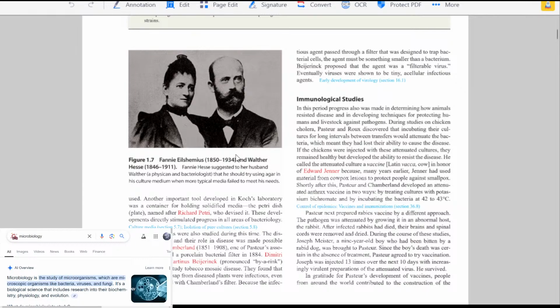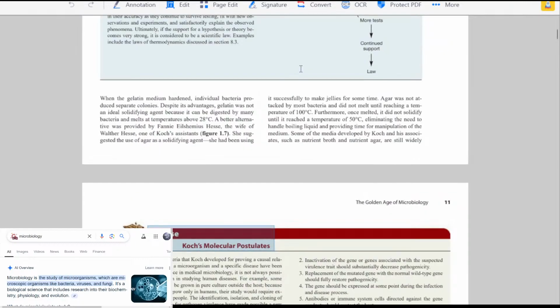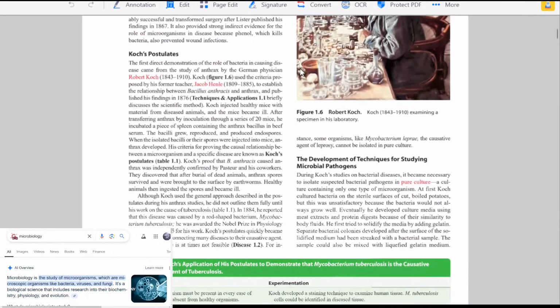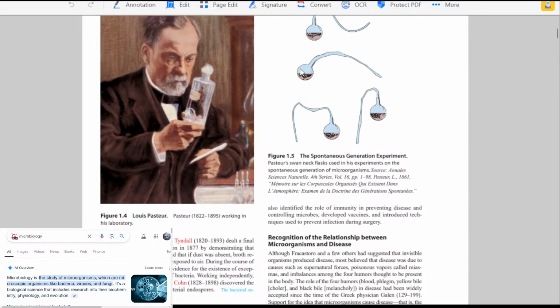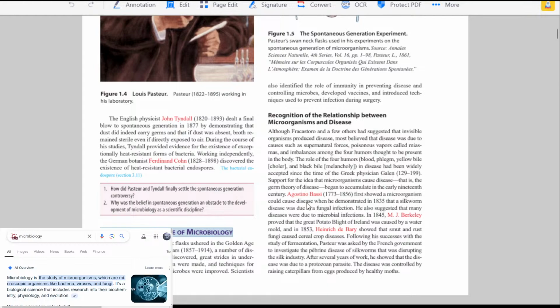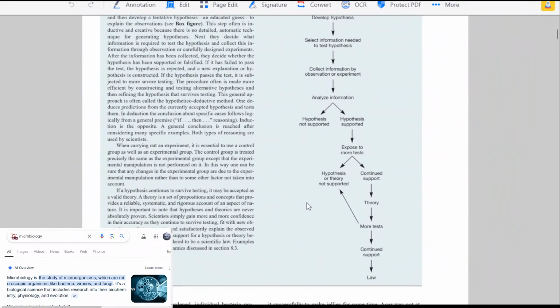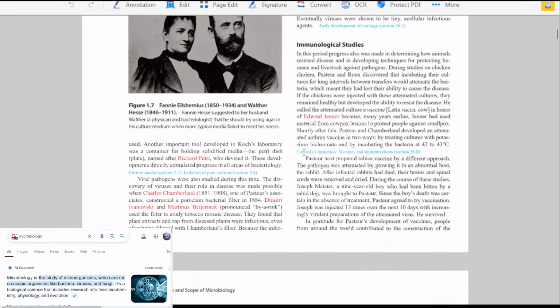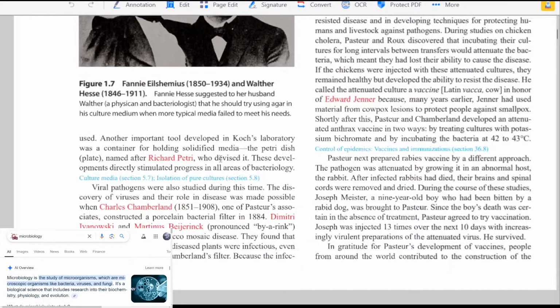So we already went through Koch's postulates and the molecular postulates, and how he developed techniques for culturing microorganisms. We already went through pasteurization, spontaneous generation, and several scientists that did a lot of basic things in microbiology. Now we are going towards the advancement in the golden age of microbiology, and I think they are starting with the immunological studies, since they are related to the diseases that were already being discovered from microorganisms.